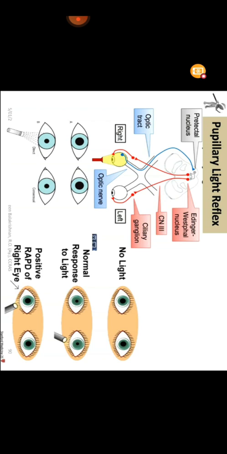Okay. Now there is something called RAPD, that is a relative afferent pupillary defect, wherein when you put light on one eye and then shift the torch to the other eye, usually the other eye should also close. But in RAPD, what happens is that the pupil will open. This is called a relative afferent pupillary defect.